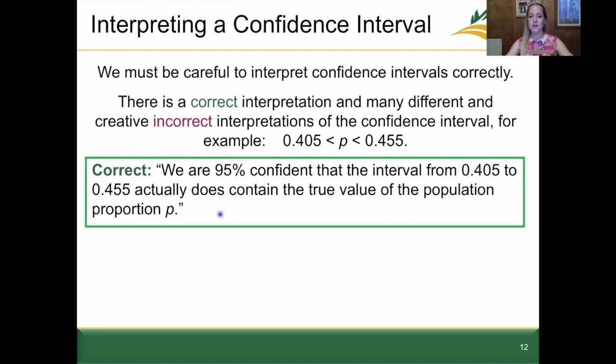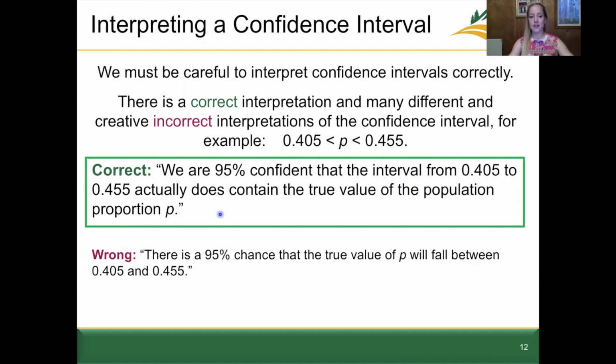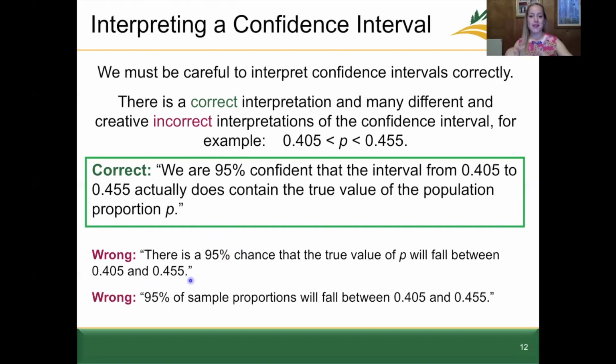Okay, so let's talk about the wrong way to interpret this. For example, the wrong way to say this is that there's a 95% chance that the true value of p will fall between 0.405 and 0.455. We're not saying anything about chance here, so this is an incorrect way to interpret this. Another very wrong way to interpret these confidence intervals is to say 95% of sample proportions will fall between 0.405 and 0.455. This is incorrect as well.